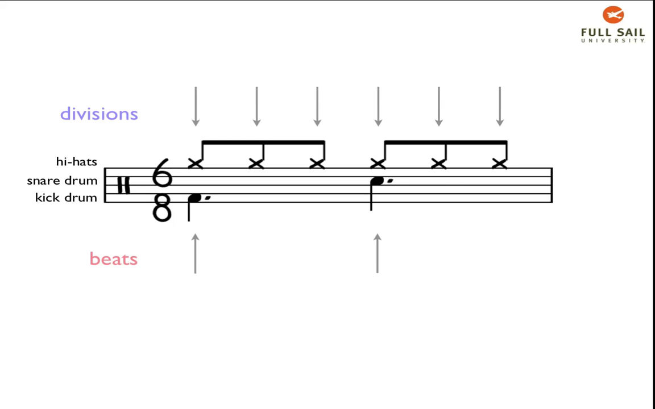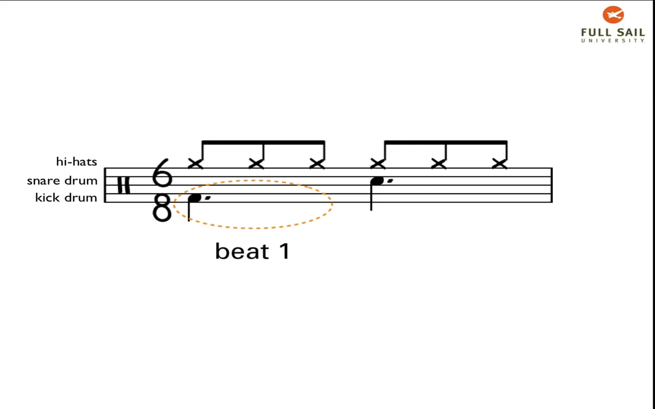by the other instruments. What you see here is 1 bar of a drum beat in 6/8. In 6/8, remember, there are 2 beats per bar. In this example, the kick drum is playing a dotted quarter note on beat 1, and the snare drum is playing a dotted quarter note on beat 2.